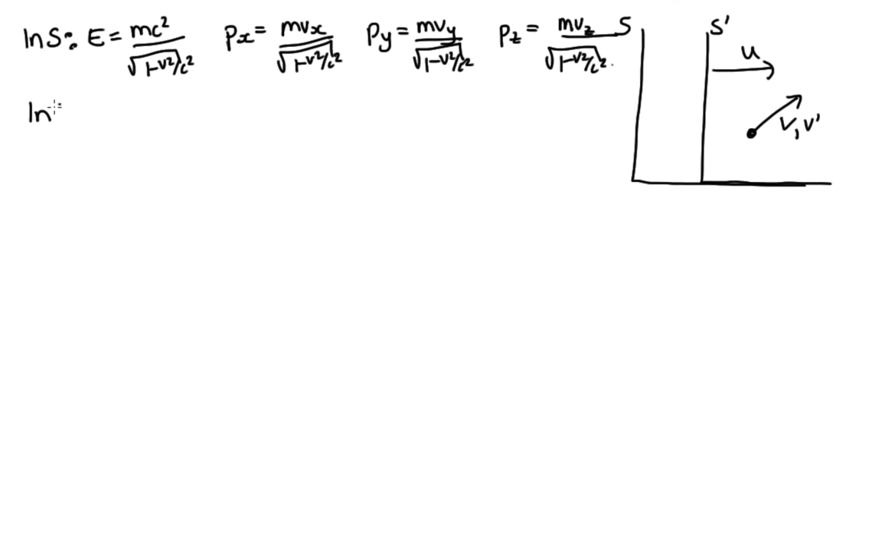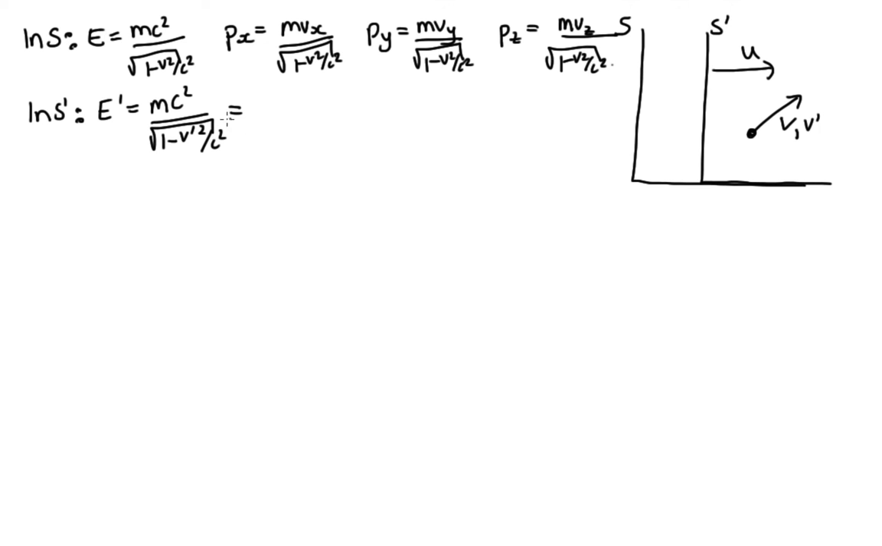Now in S prime, we're going to have slightly different expressions, but very similar. E prime is going to be equal to mc squared, which doesn't change, and then in this expression we'll need to replace this v squared with a v prime squared. So this is over the square root of 1 minus v prime squared on c squared.